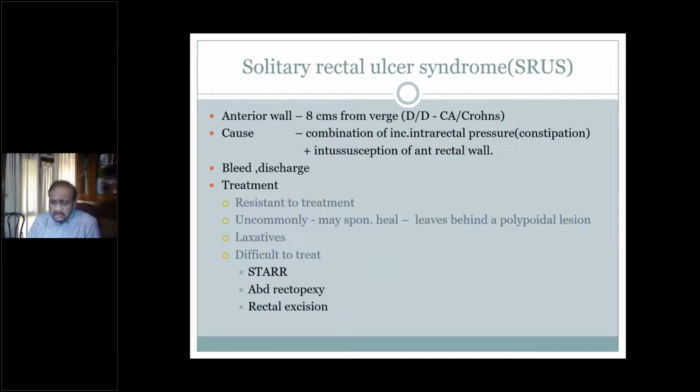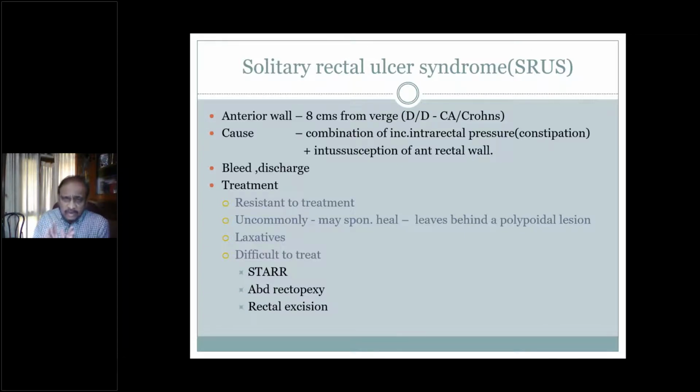Solitary rectal ulcer syndrome is again an important condition because it was identified pretty late. Initially, we never used to talk about this syndrome because we didn't know about this syndrome, right? So this is basically an ulcer found in the anterior wall, 8 centimeters from the verge. Pretty specific. Why? Because this is the area where the maximum amount of strain or pressure is exerted when the person is straining. And that's why this is usually found in those patients who are pretty constipated.